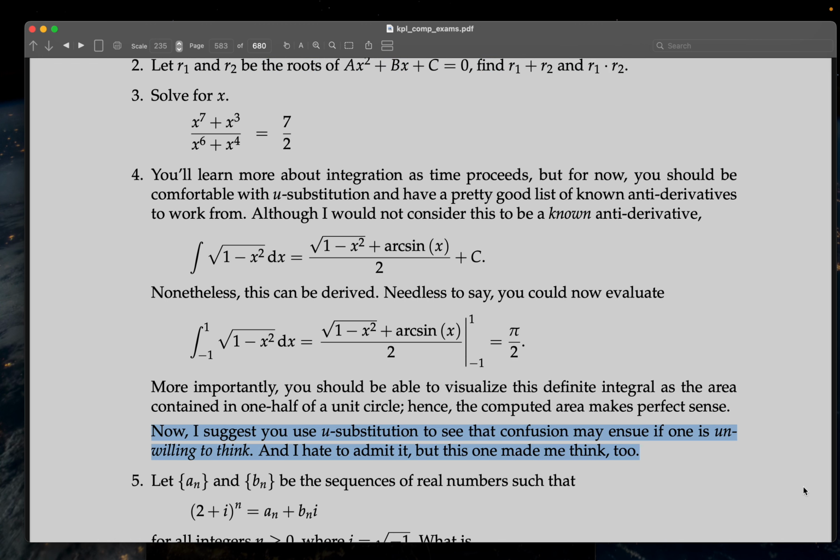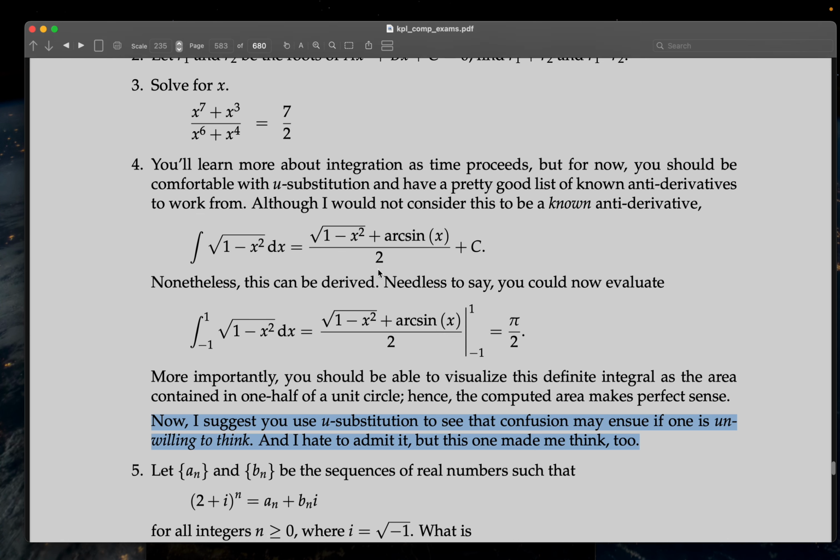What's the question? Now I just use substitution to see if the confusion may ensue if one is unwilling to think. And by the way, I hate to admit it, I was also put into a situation where I had to think why it did work out that way, all right? But again, if you don't understand the question, it's understandable, by the way. What do you do? You look at the solution key, and hopefully it's going to make more sense to you, all right?